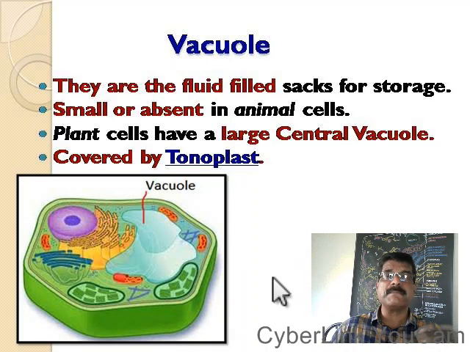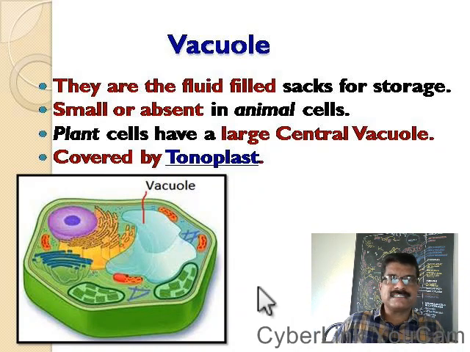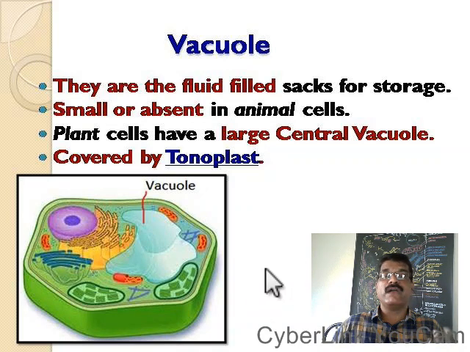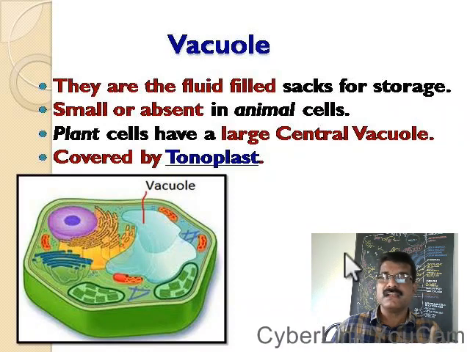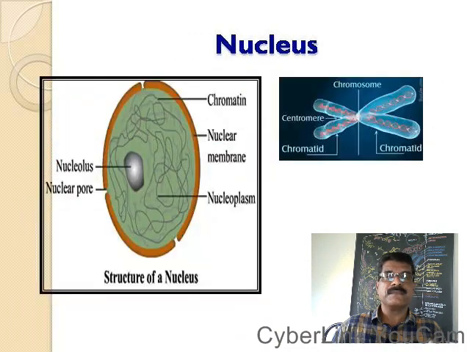Therefore, the vacuole is also a membrane-bound organelle. Membrane-bound organelle means the organelle which is covered by a membrane. Chloroplast is covered by a double-walled membrane, so it's a membrane-bound organelle. Mitochondria is also covered by a double-walled membrane, so it too is a membrane-bound organelle. The vacuole is generally very big in a plant cell, but it is small or absent in an animal cell.